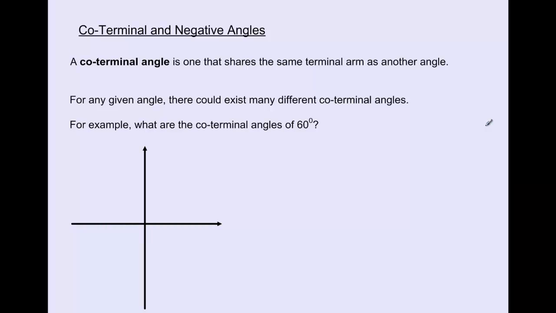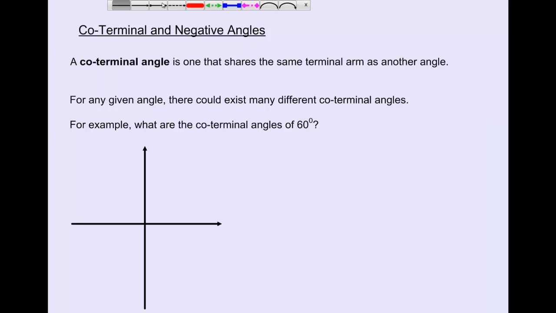Today's lesson is a bit of a shorter one, and we're going to be talking about coterminal and negative angles. Essentially, a coterminal angle is an angle that shares the same terminal arm as another angle. The word coterminal comes from the prefix co, which just means to share. You've heard of words like cooperation, which means that you're sharing with someone else, or other words that begin with co. So that's what co means. Coterminal means that they're just sharing the same terminal arm.